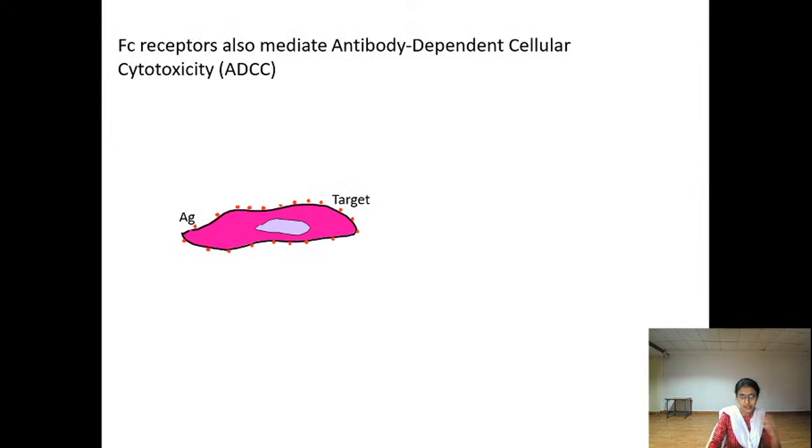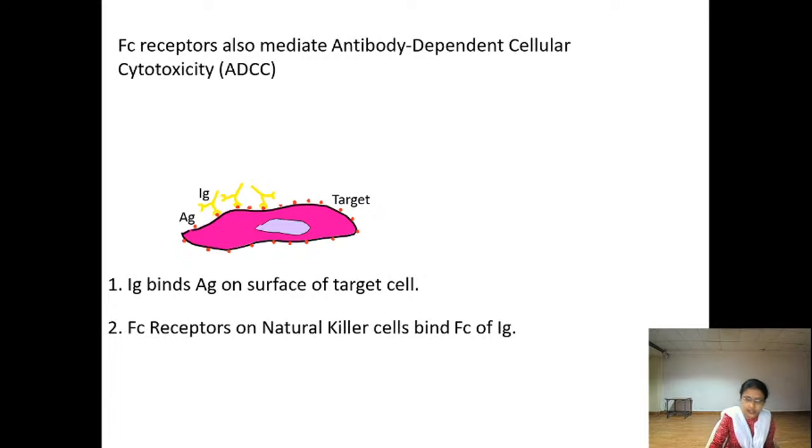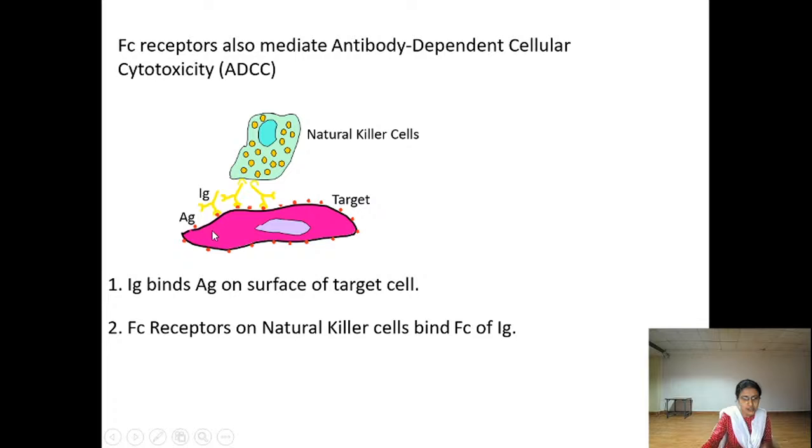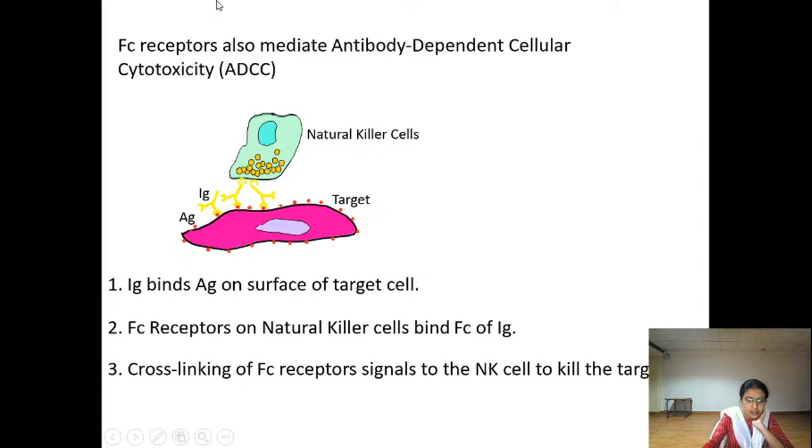And these Fc receptors also mediate antibody dependent cellular toxicity. First, the immunoglobulin binds the antigen surface on the target cells. Then the Fc receptors on the natural killer cells bind to the Fc portion of the immunoglobulin. Then there will be cross linking of the Fc receptor signals to the natural killer cells to kill the target cell. So this target cell dies by apoptosis. Okay. So here the target cell is opsonized with the antibodies and thereby targeted for destruction by the NK cells. So this is about IgG.